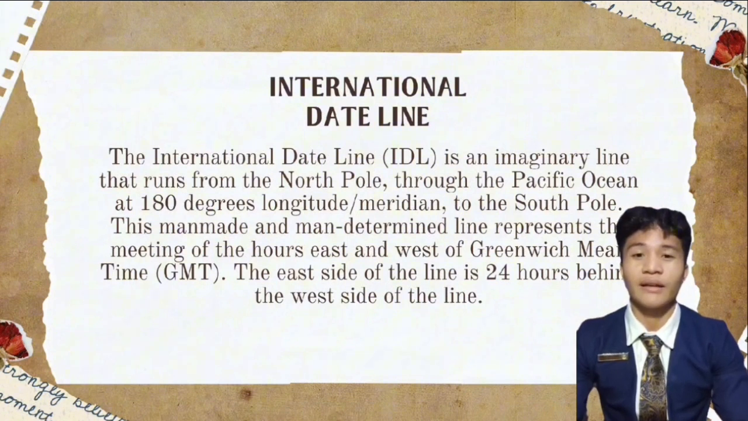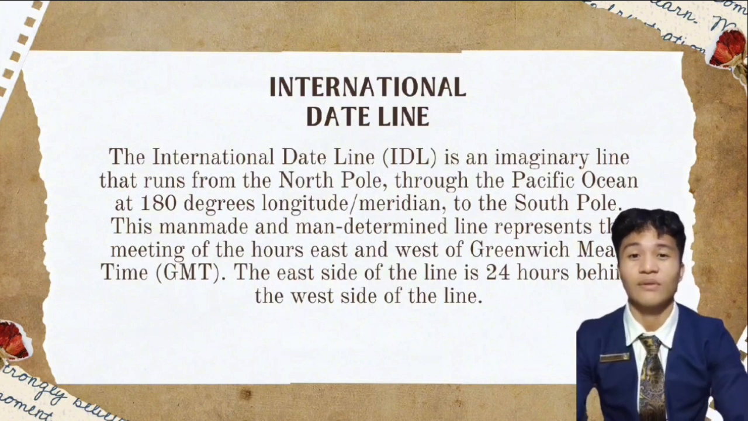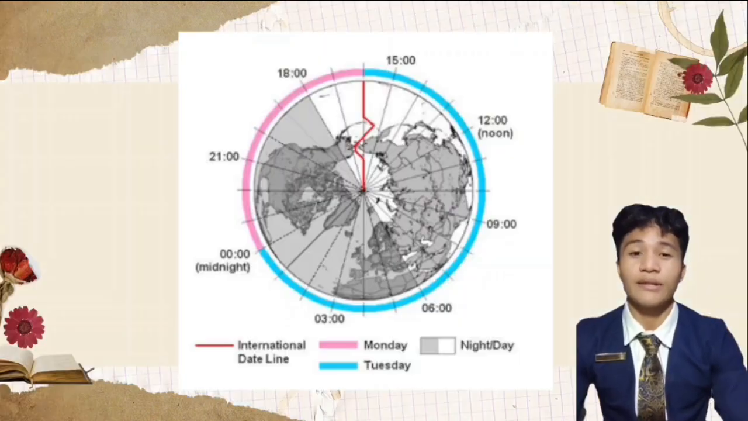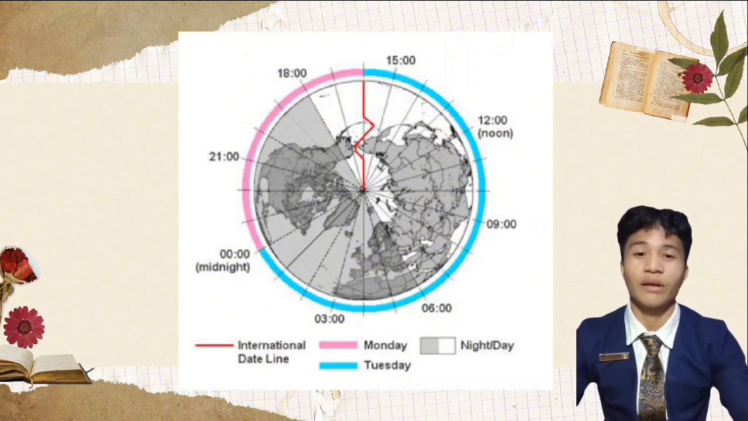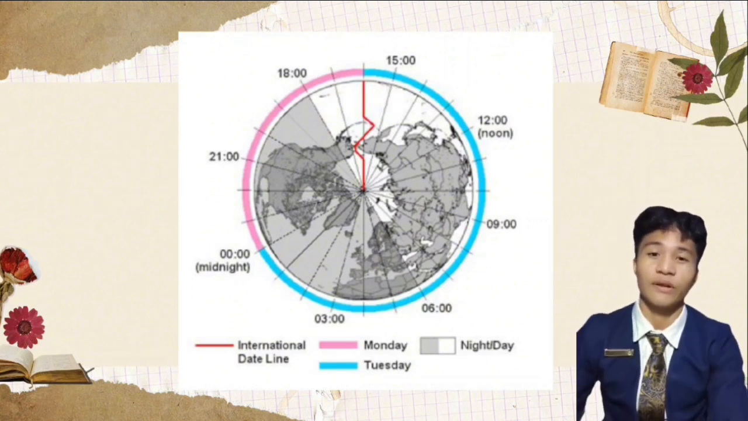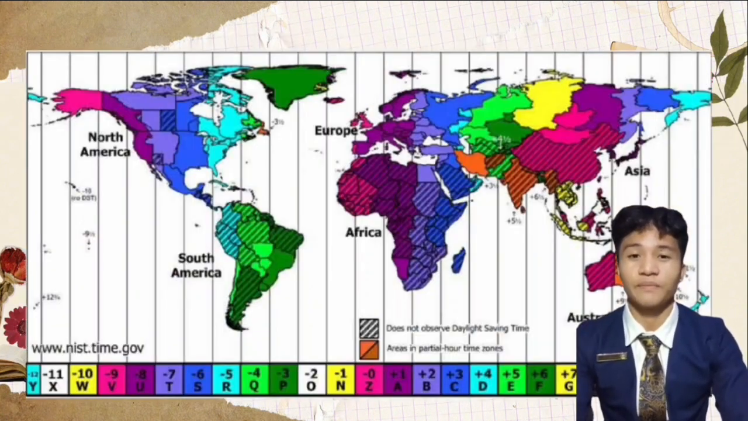International date line. The International Date Line, IDL, is an imaginary line at 180 degrees longitude in the Pacific Ocean from the north to the south pole. This marks where the time zones on either side, east and west of GMT, meet. The east side is 24 hours behind the west side. And here is the picture slide; as you can see, the color pink and the blue represent different times and differences in each day.